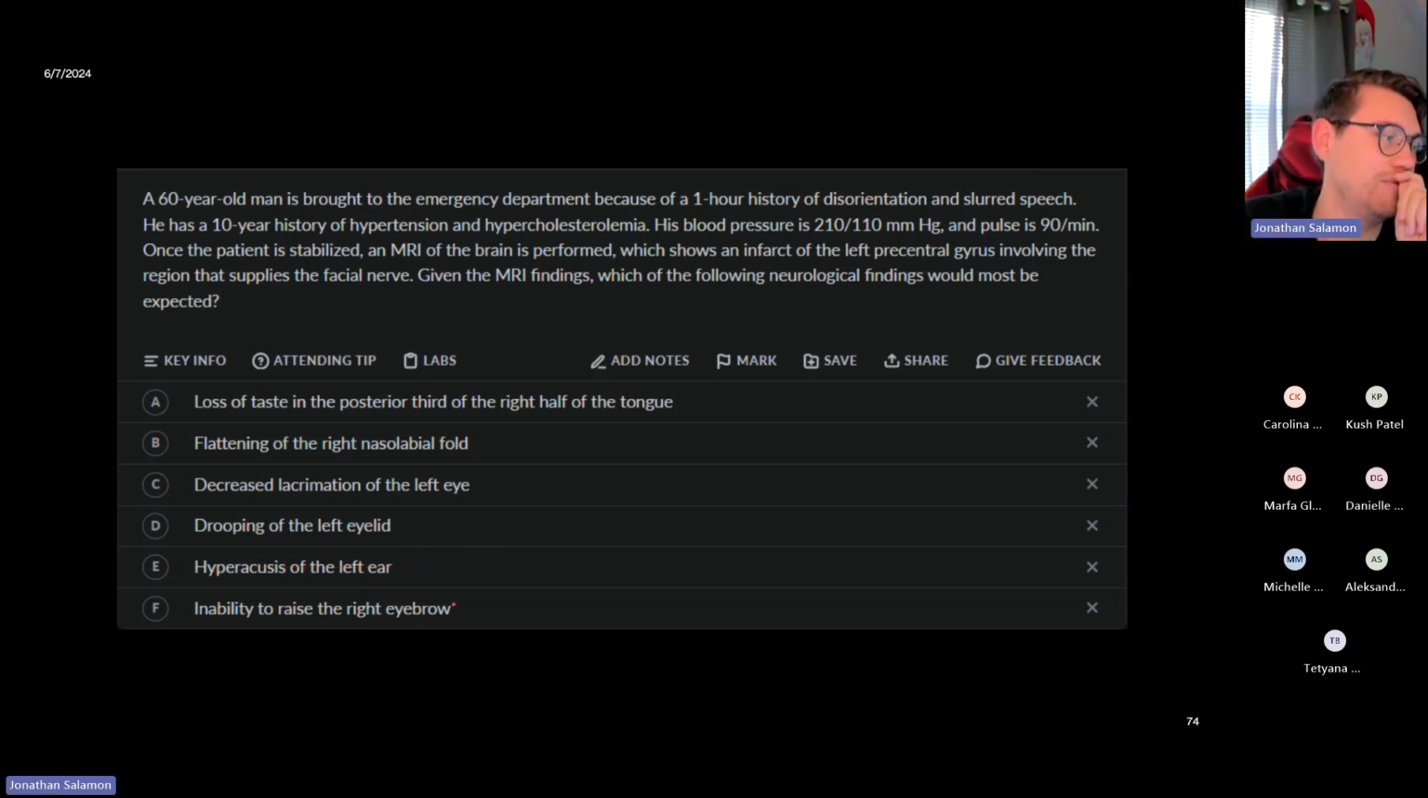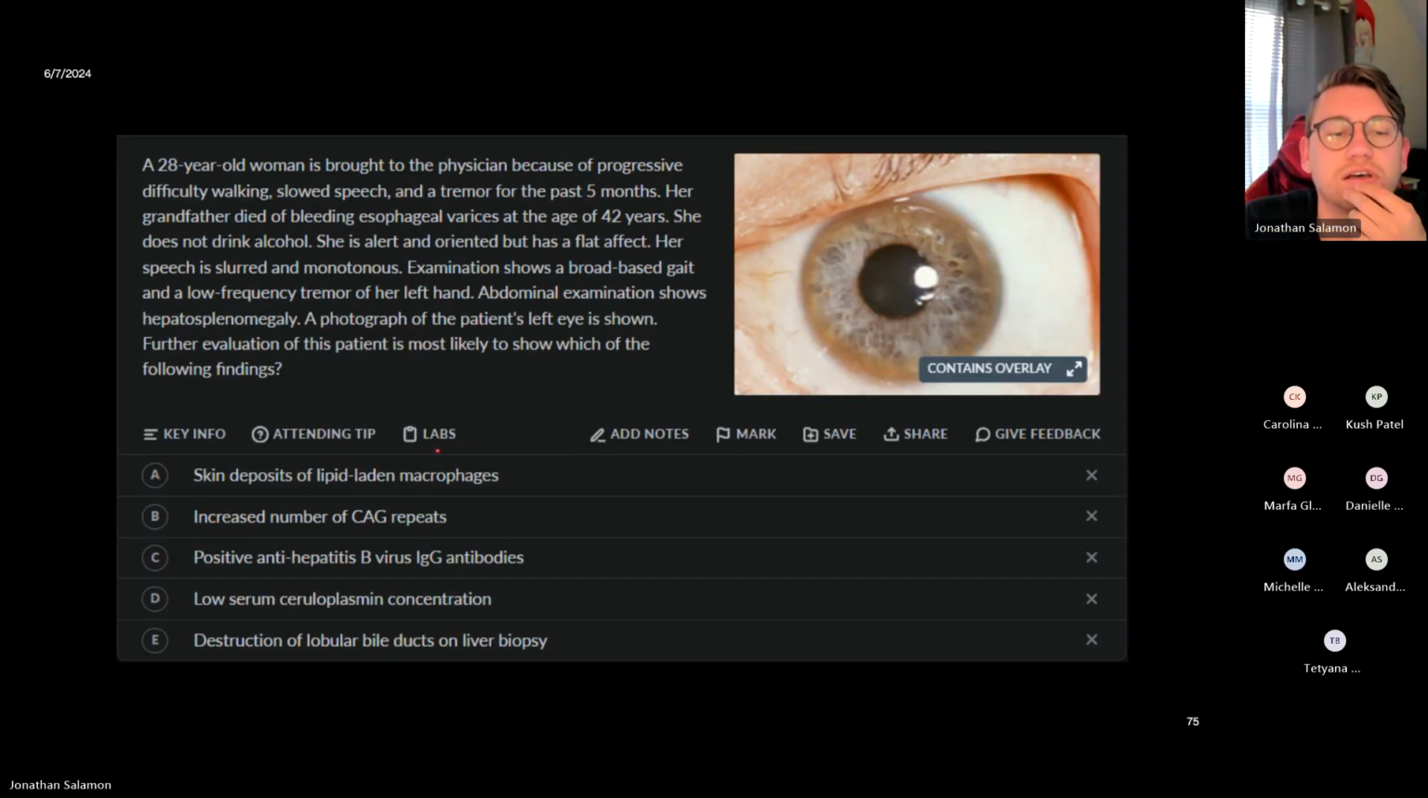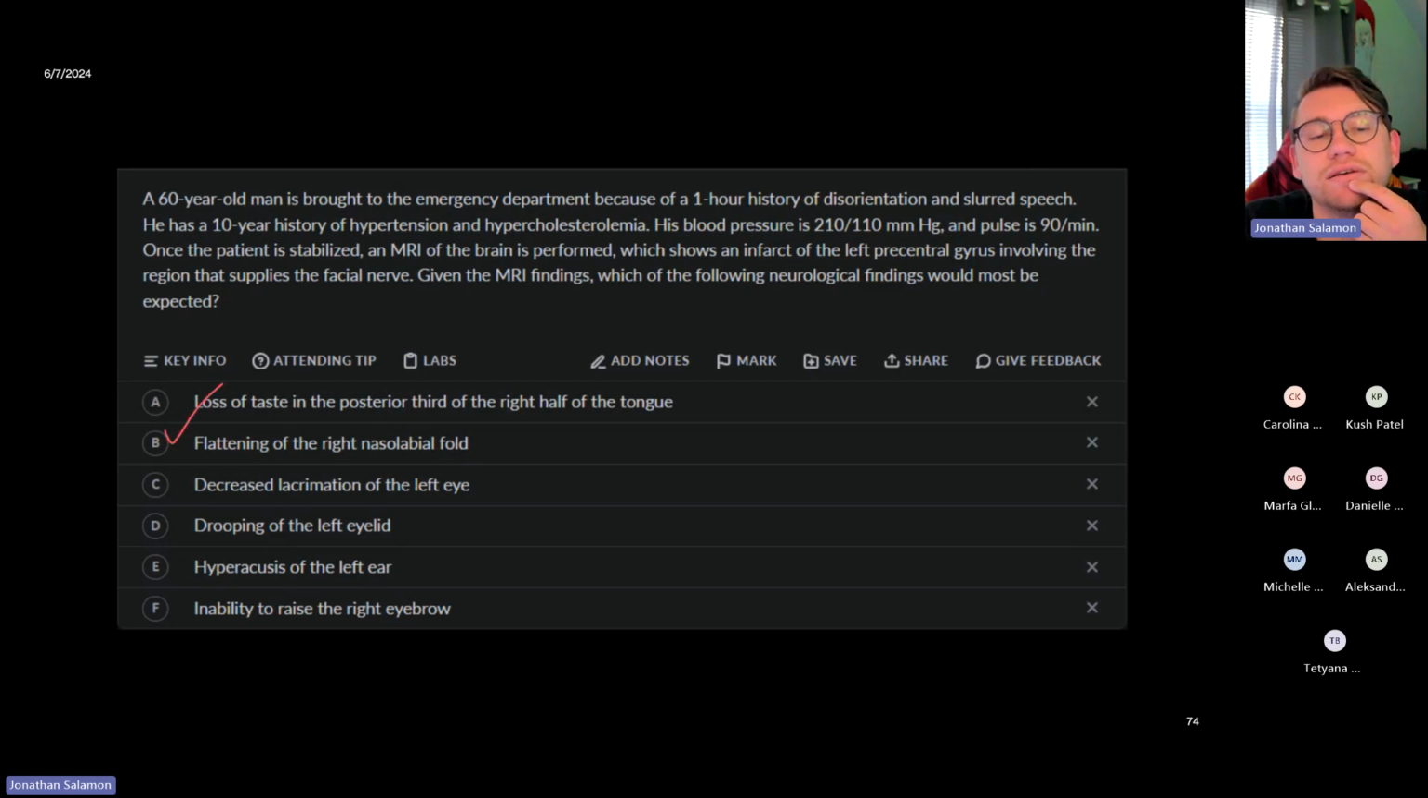Inability to raise the right eyebrow. Is the facial nerve responsible for that? It's not really, right? So it is B. I promise it's B. Because you're going to have the left precentral gyrus travel through the internal capsule. They're kind enough to tell you it's going right to the facial nerve. The facial nerve is responsible for these muscles. Contralateral side, it is 100% B.